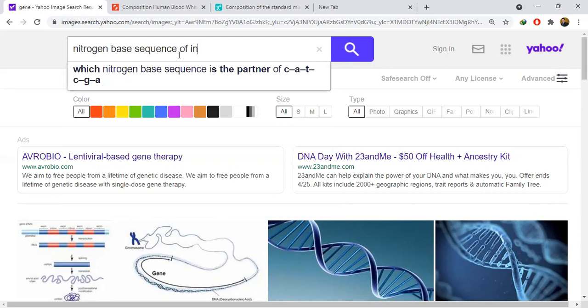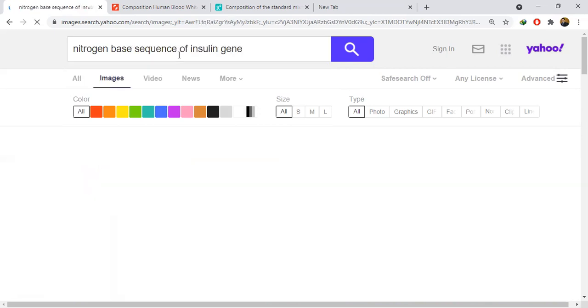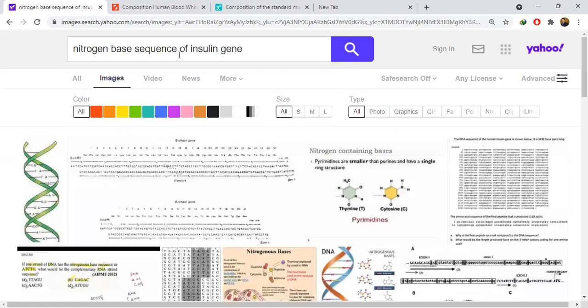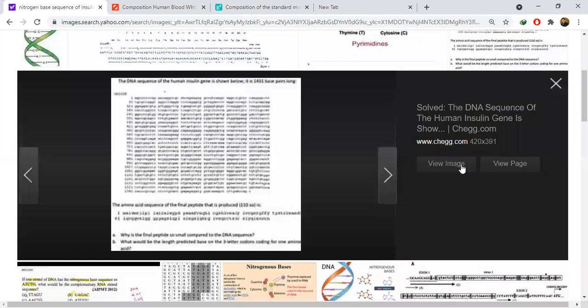of insulin gene. I'm just searching for this. If available, great. Here, it will take a longer time for you to read this one.